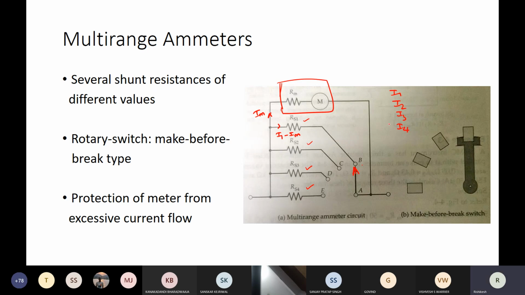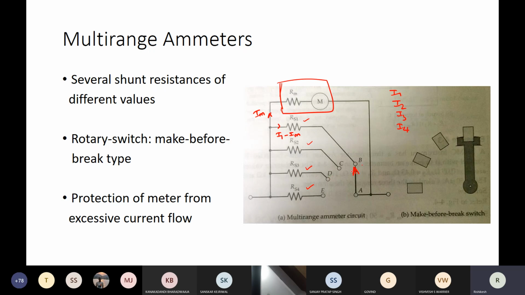Similarly, when you are putting the switch to C, then the current flowing through the meter should remain the same, Im. When I2 is the maximum current range it measures, I2 minus Im will be the current flowing through RS2, like this, right? It is as simple as the previous one, just that it is a design for multi-range.